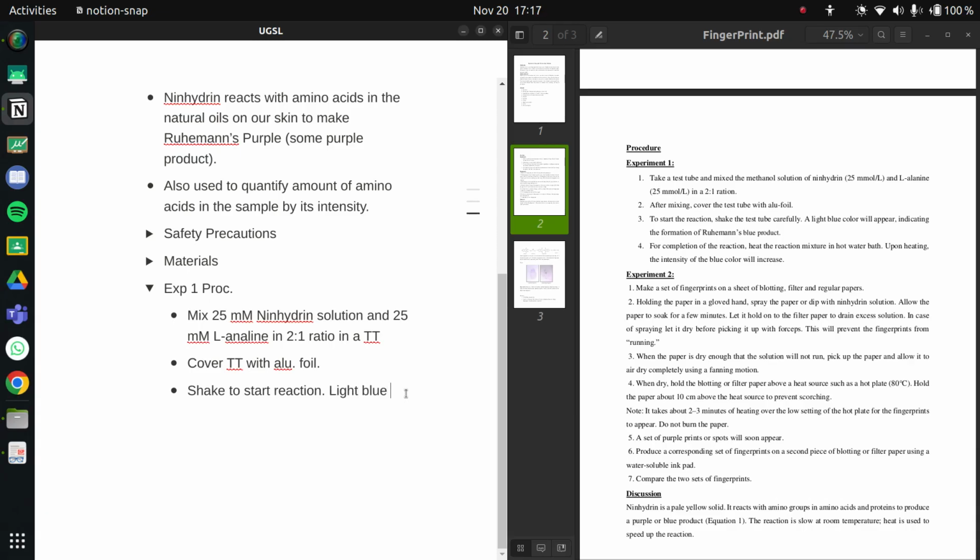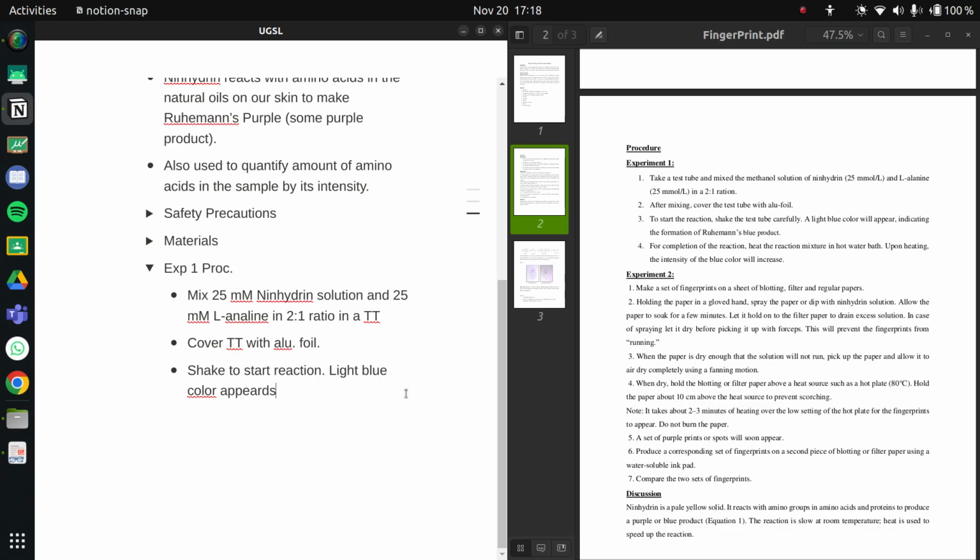So okay, I get it. You have to shake because the solvents are different, right? Isn't methanol actually soluble in water, or am I dreaming? It is an alcohol, and alcohols are usually soluble. Whatever. I mean, yeah, it is. It's methanol, very close to ethanol, which is like actual alcohol. So why not? A light blue color will appear. This is the Ruhemann's blue product.